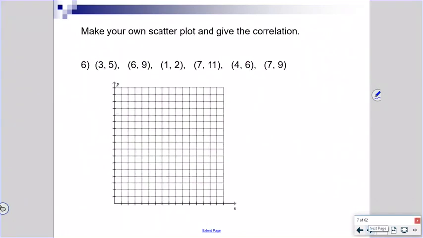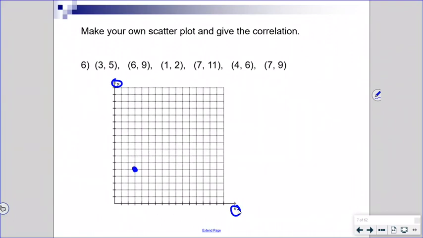So let's take a look at actually graphing some of these. What we have here is we are to make our own scatter plot and give the correlation. So let's do this one together. You have your x-axis down here, you have your y-axis over here, and we're just going to graph some points. 3, 5 has you go 3 right, up 5. That is 5 right.